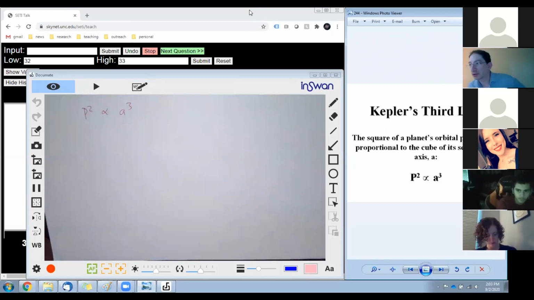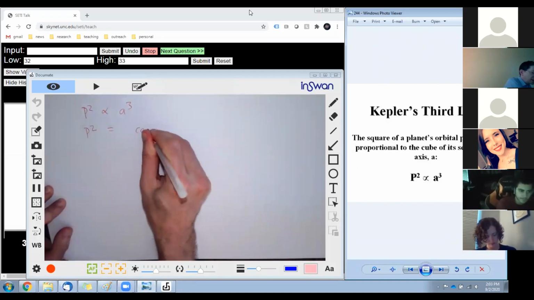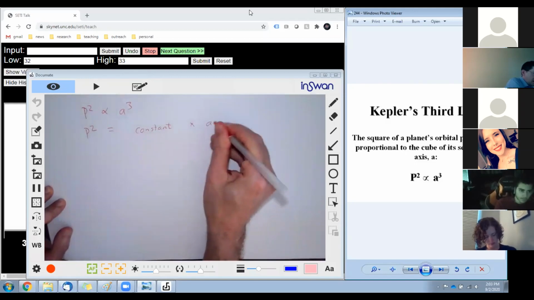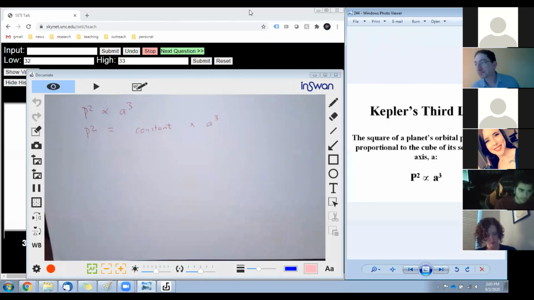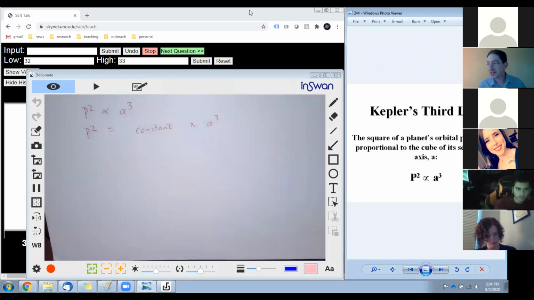Well, first, proportional. Let me explain what proportional means. Proportional means it's equal to some constant times. So we can rewrite this as P squared, the orbital period, is equal to some constant times the semi-major axis cubed. And Kepler checked this: every planet going around the sun, it's the same constant that relates the orbital period and its semi-major axis, how far away it is from the sun.